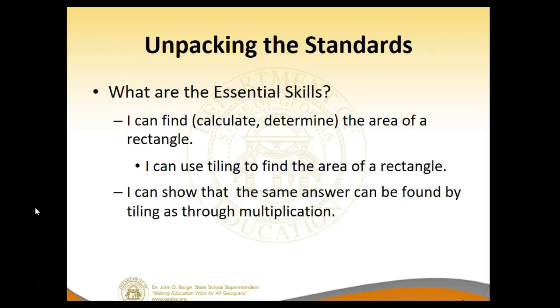In unpacking the standards, what are the essential skills? First, I can find, calculate, and determine the area of a rectangle. I can use tiling to find the area. I can show the same answer can be found by tiling as through multiplication, using that array, such as a rectangle with two sides of 3 and 2. You would say that the area would be 6 because you have the tiles, but then you can notice the pattern.